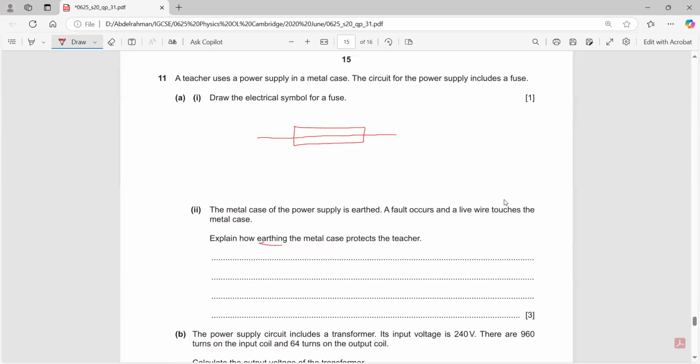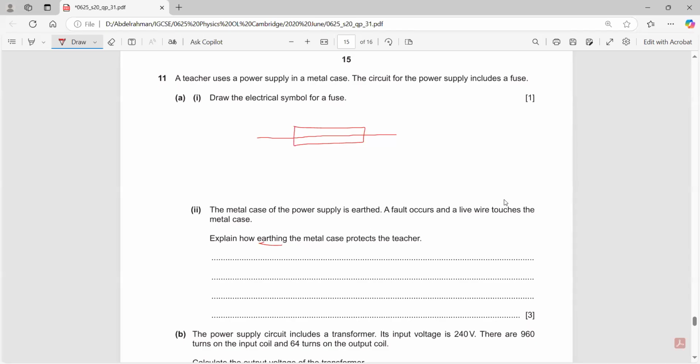In circuits we have two main hazards. What are the two main hazards? Overheating, which is protected by the fuse, because it cuts off the current when the current increases. And the second hazard is being electrocuted, an electric shock. How can we protect ourselves from the electric shock using this earth wire? What does this earth wire do? If any excess current or any excess electrons, this is a metal wire.